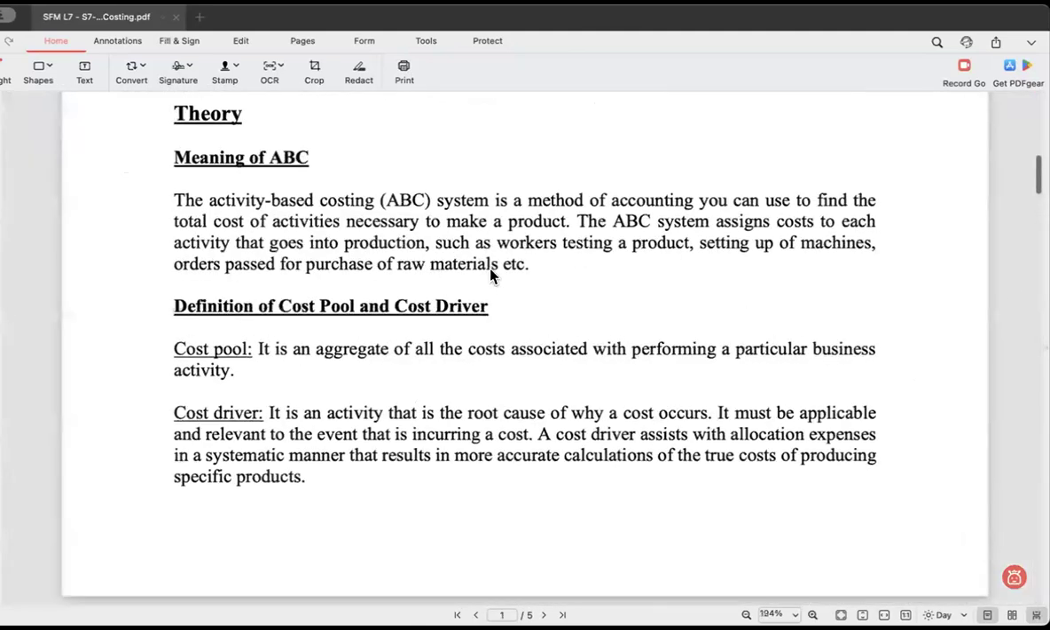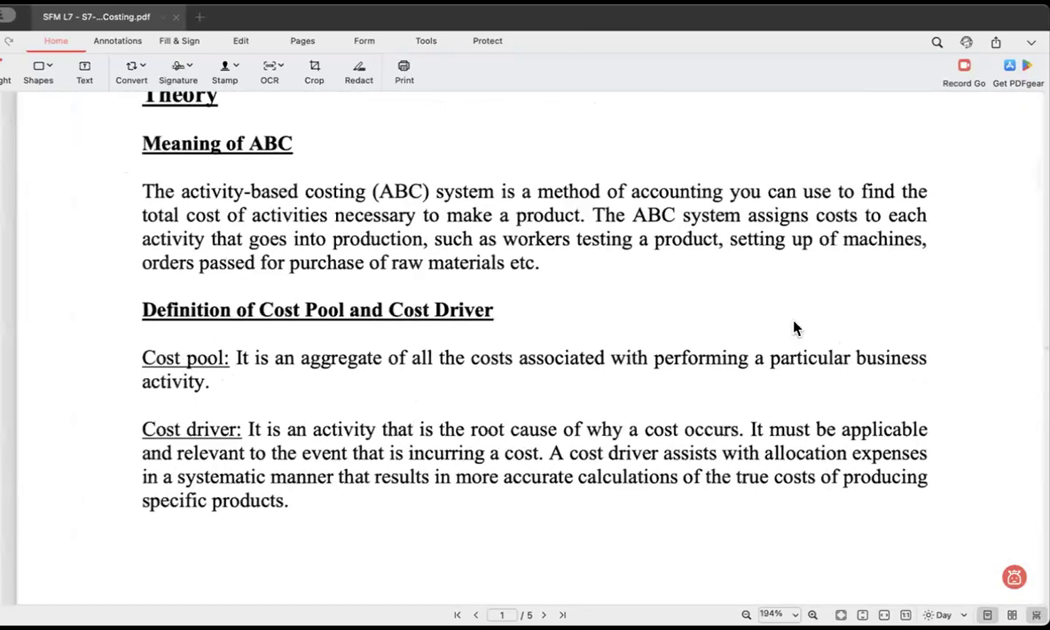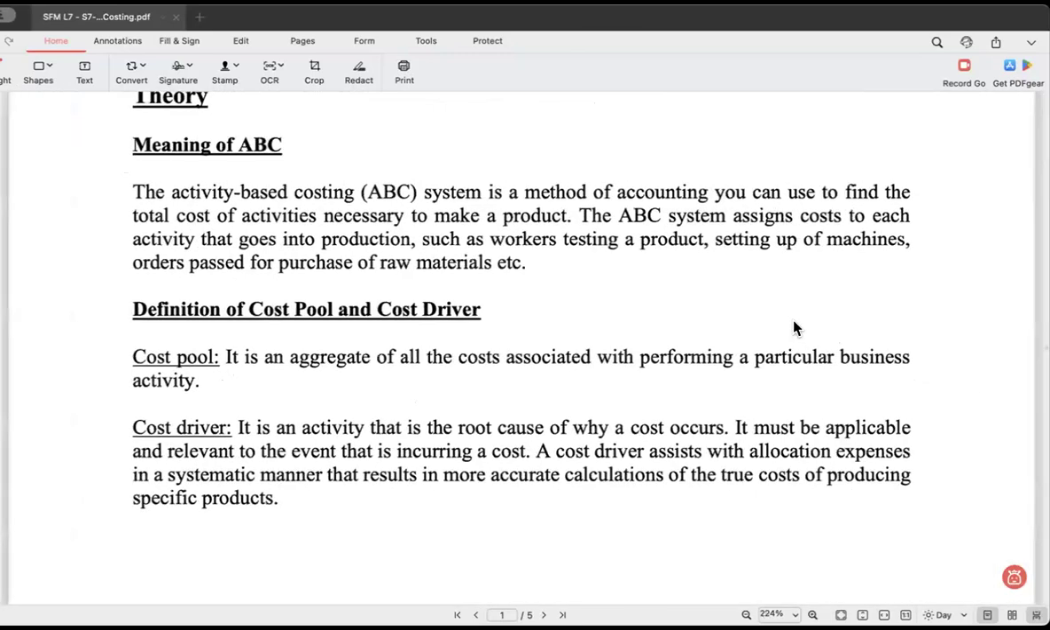So when we're doing the calculation using the traditional costing system, we will only be using one base or one cost driver to calculate the overheads, right? So this is called the traditional costing system.